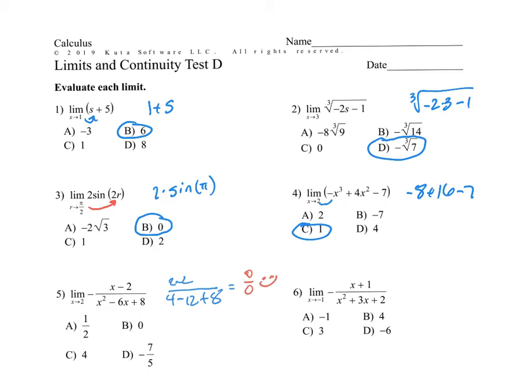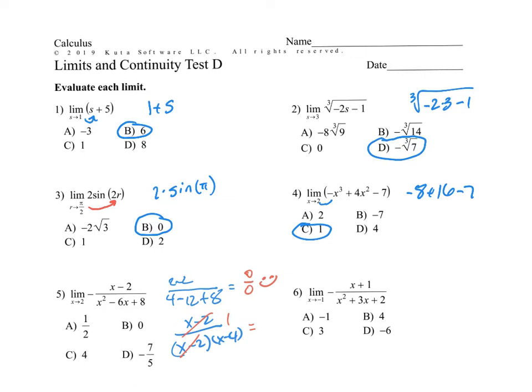The strategy for this one, because it's a rational function, is that we're going to factor the bottom and see if that 0 cancels out. So we still have x minus 2 on top, and on bottom this factors to x minus 2 and x minus 4. And sure enough, we do have a hole in this function. The limit is going to exist. These cancel, and I get 1 over x minus 4. When I plug in 2, that is going to be a negative 1/2.